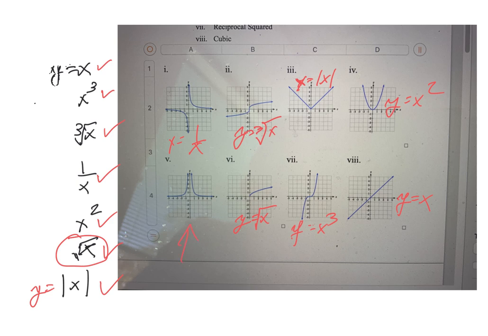This one here is not. What that would be is y equals the absolute value of 1 over x, because then it would be the same thing as 1 over x on this side and then also on that side for that question. Moving on.